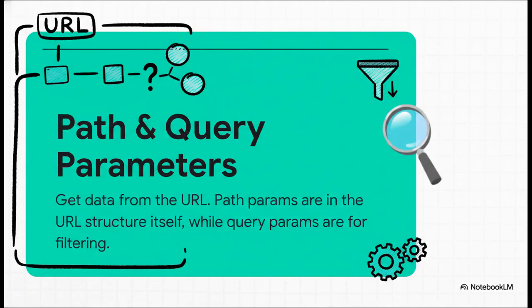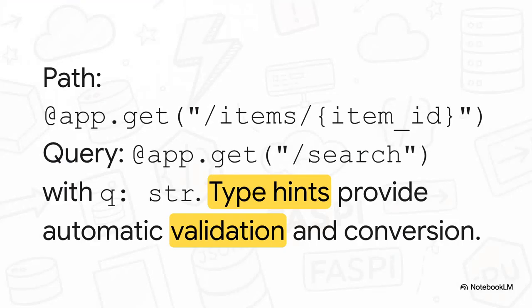So let's start with the basics with data that comes directly from the URL itself. You can pass data right in the path, like an item's ID, or you can use query parameters. You know, those key value pairs that come after a question mark in a URL. They're often used for stuff like searching or filtering. And just look at how clean this code is. To get a path parameter, you just put its name in curly braces in the path string, like /item/{item_id}.